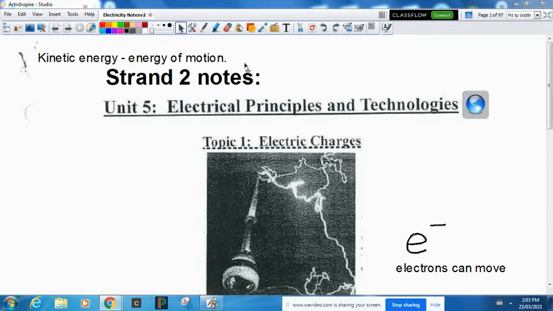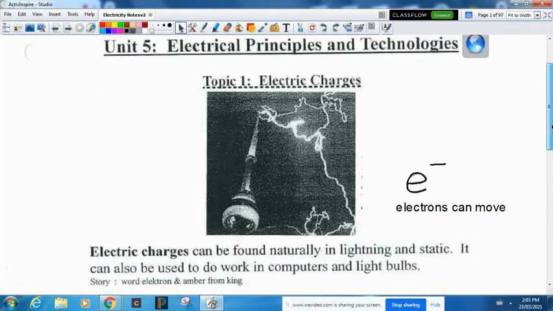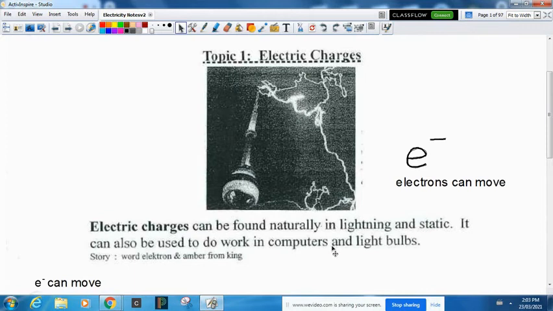Kinetic energy is the energy of motion. Okay, and so here we're looking at electricity principles and technology. So important things to note in your notes is that electrons, E minus, remember that from earlier on. You don't need to write down the word electron anymore. Electrons can move. Now, electric charge can be found naturally in lightning and static. It could also be used to do work in computers and light bulbs, and your phones, of course.